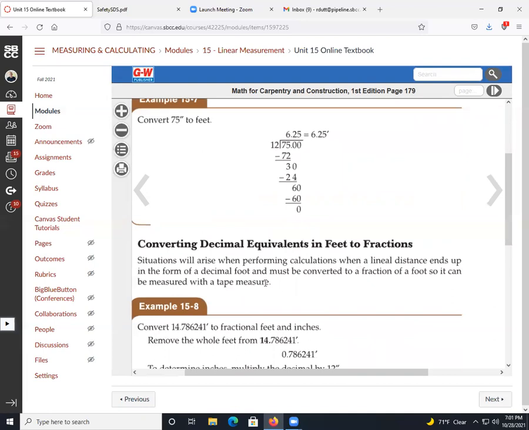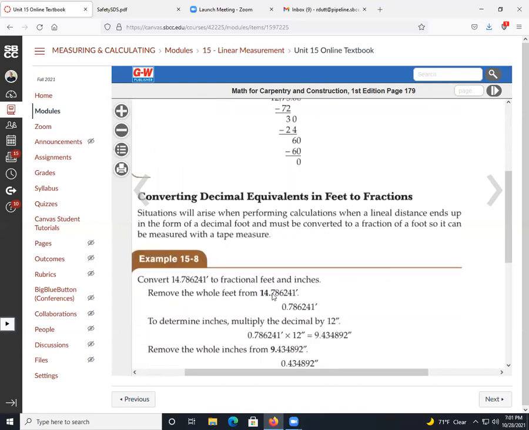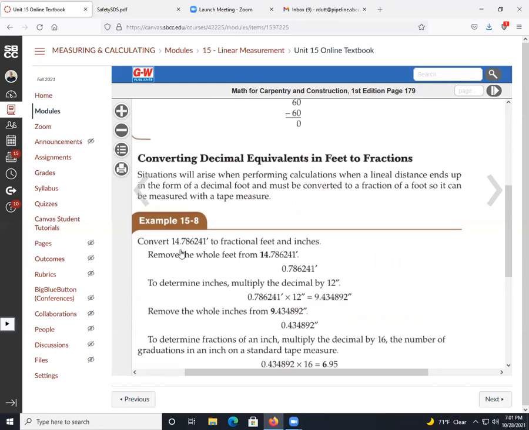Situations will arise when performing calculations when the lineal distance ends up in the form of a decimal foot. It must be converted to a fraction of a foot, so it can be measured with a tape measure. So to convert 14.786241 feet to fractional feet and inches, here's how it's done. First, remove the whole feet from the number. So set that 14 feet aside. We know 14 feet, that's not going to change. It's going to be 14 feet.